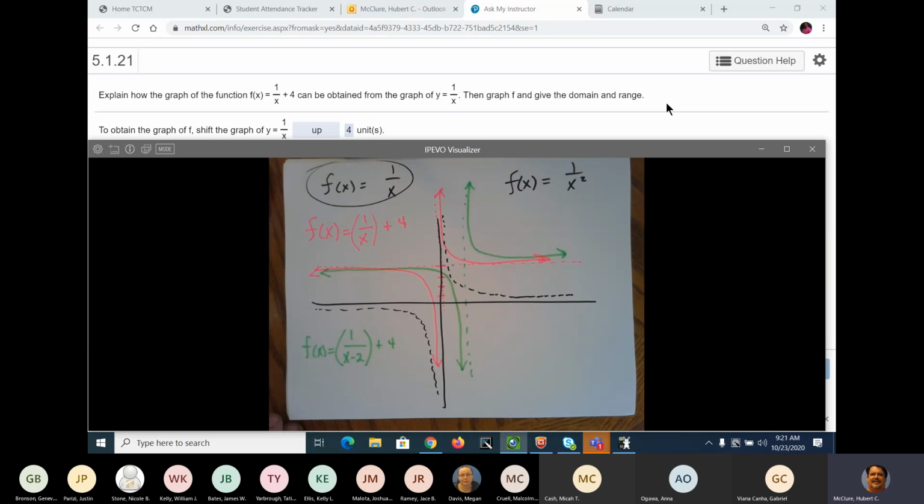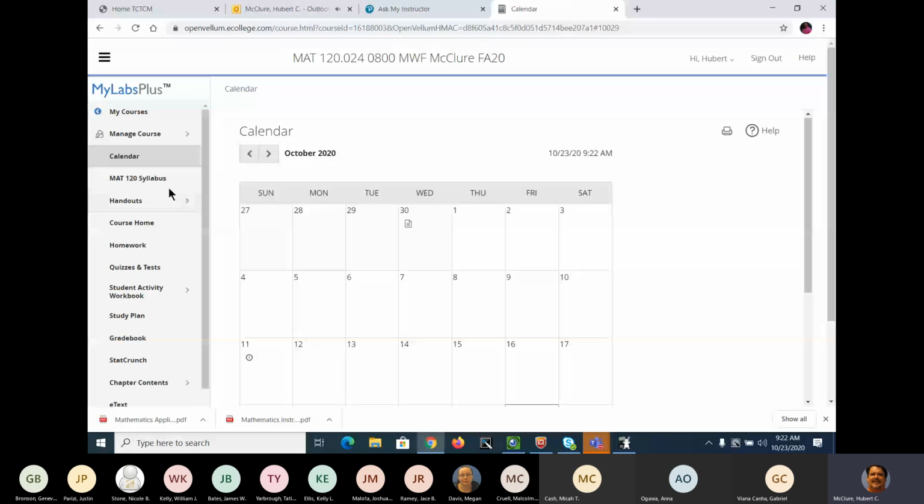That is a good test question because it's short, sweet, to the point. Remember, 5.1 is not going to be a lot of crazy stuff. It's just going to be straightforward. In fact, I was going to go see where we were.